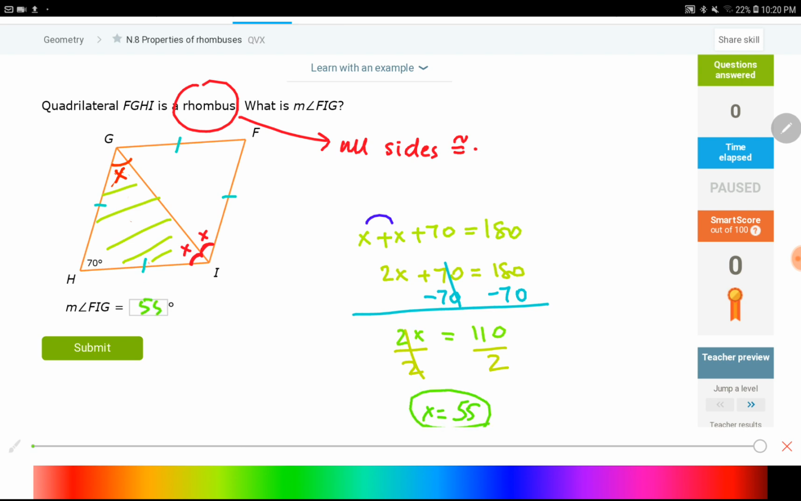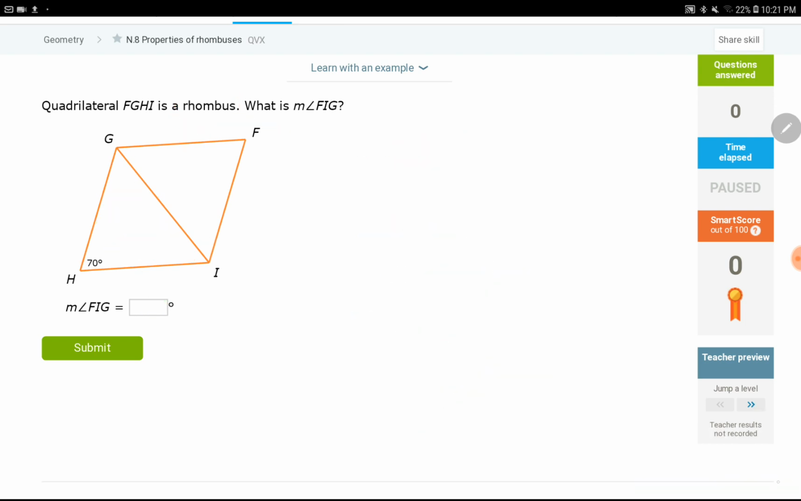So that was what I was looking for anyways. These are the two methods that you can use to solve for an unknown angle of a rhombus. Okay, let's move on to the next question.